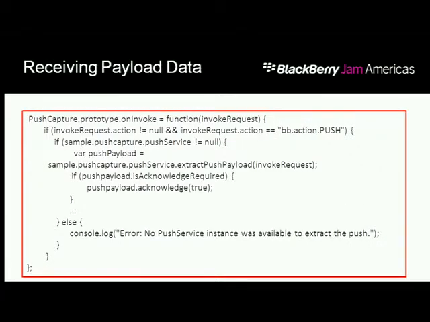And then on the onInvoke, again, this is the exact same thing we're doing. We're going to check to make sure that the action is correct, that the push is not null. We're going to extract the payload using the HTML5 WebWorks way of extracting the payload. And we're going to send the acknowledgement if needed. And then we're going to handle the push however we like.